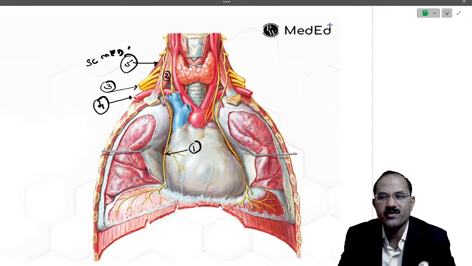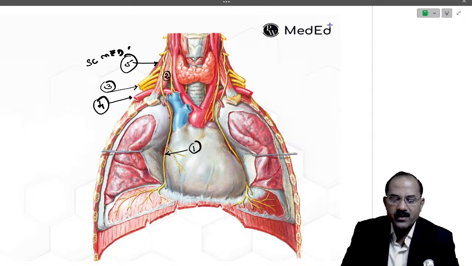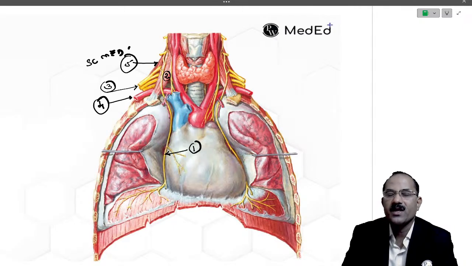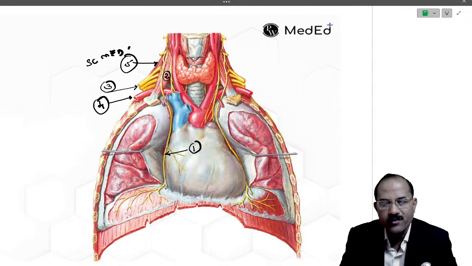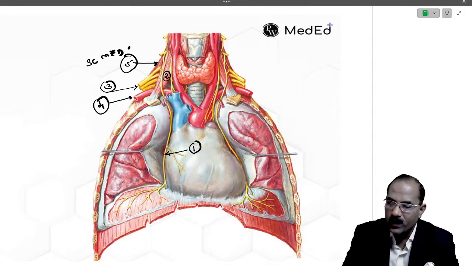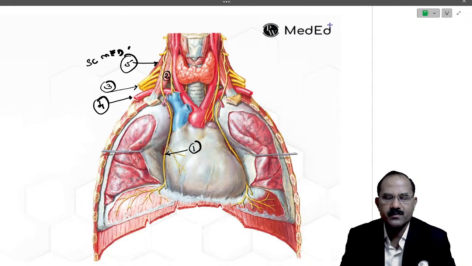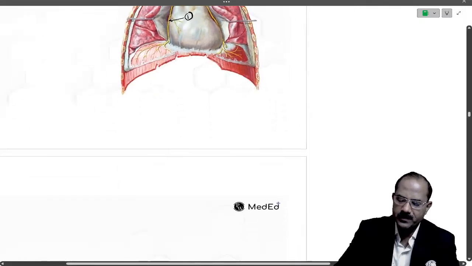Okay, so that's about the phrenic nerve. The phrenic nerve is a mixed nerve. It is motor to the diaphragm. It is sensory to the mediastinal pleura, to the diaphragmatic pleura, and it is also sensory to the pericardium.